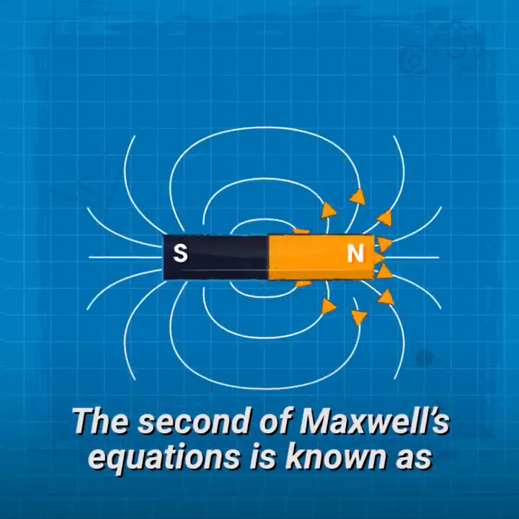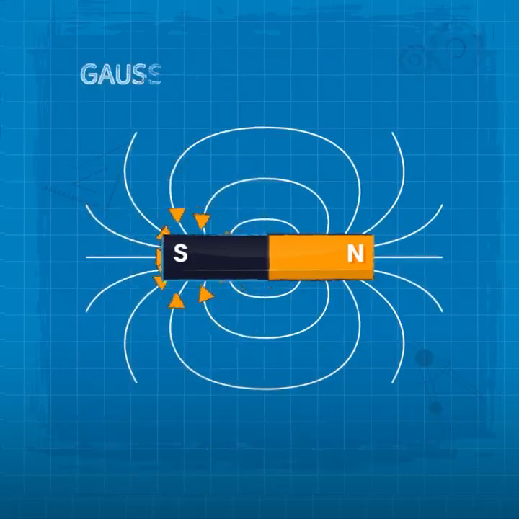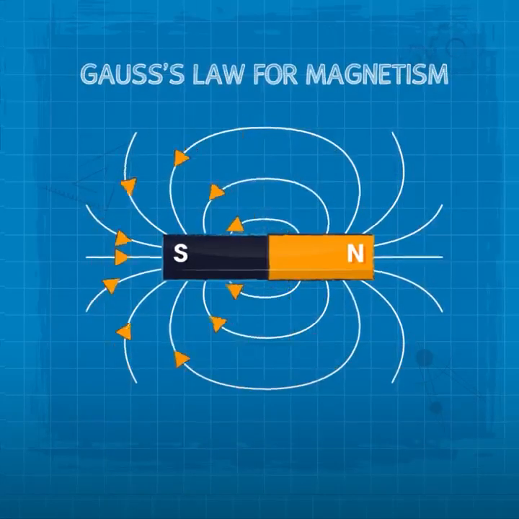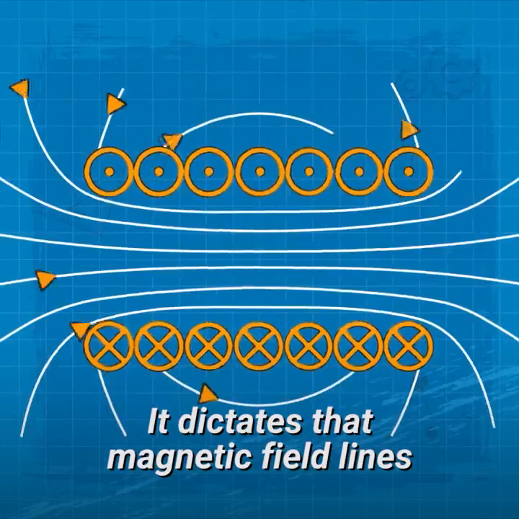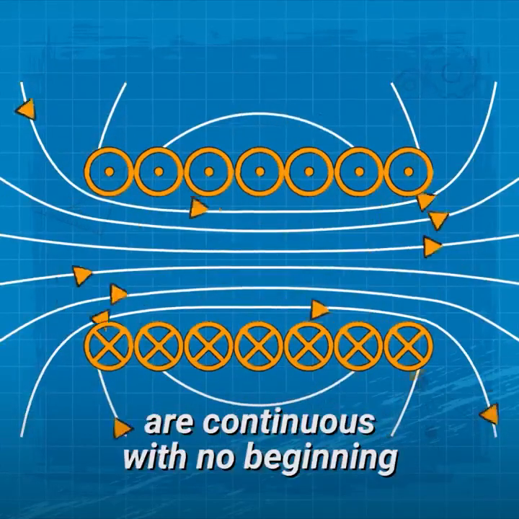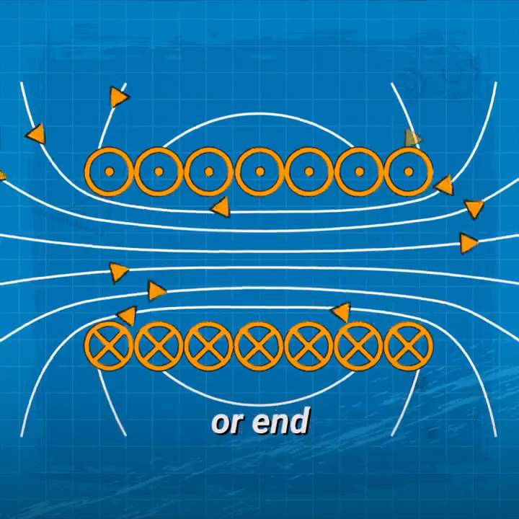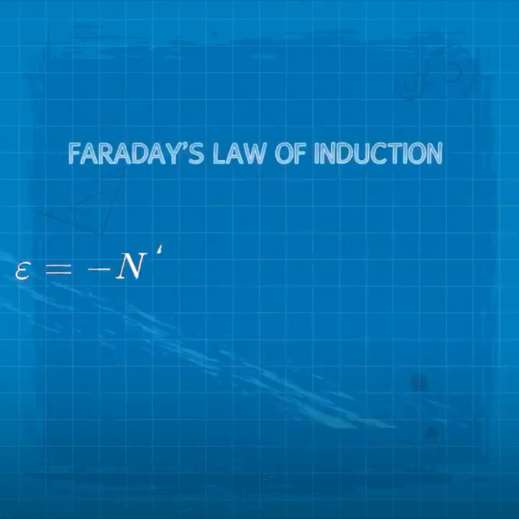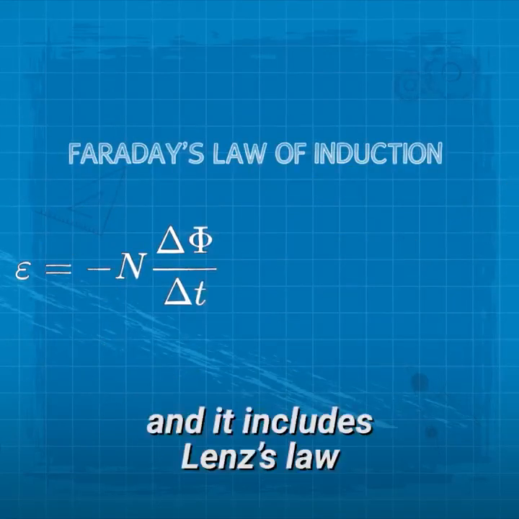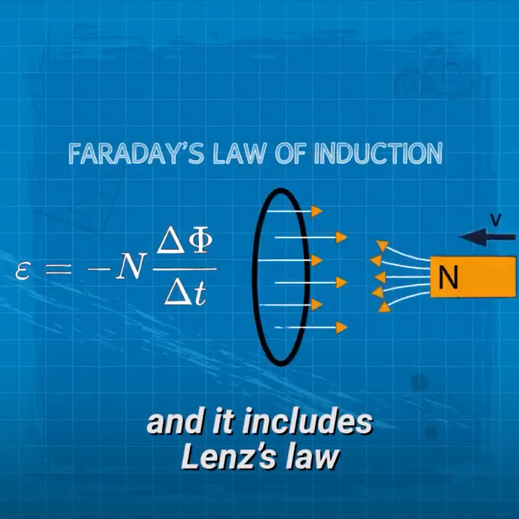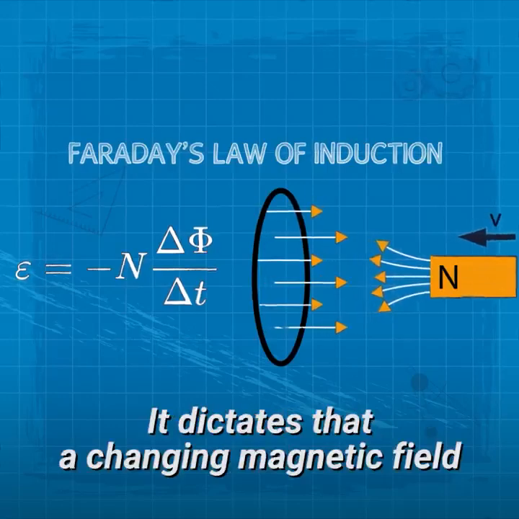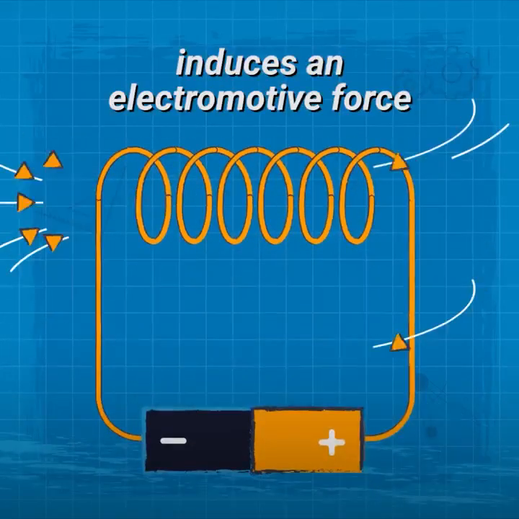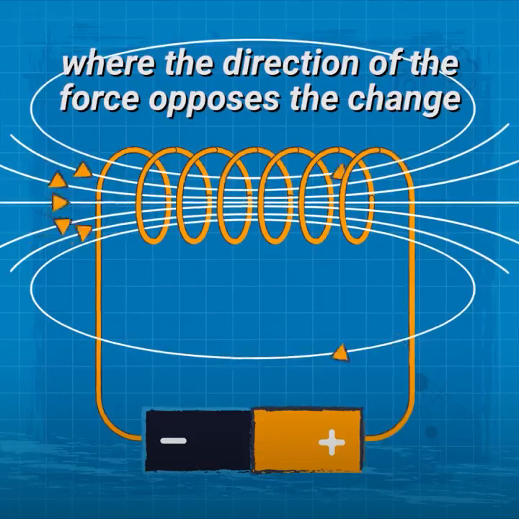The second of Maxwell's equations is known as Gauss's law for magnetism. It dictates that magnetic field lines are continuous with no beginning or end. The third equation is Faraday's law of induction, and it includes Lenz's law. It dictates that a changing magnetic field induces an electromotive force where the direction of the force opposes the change.